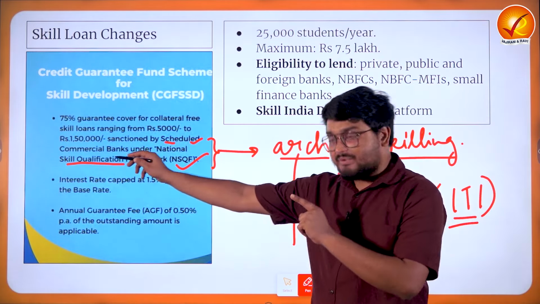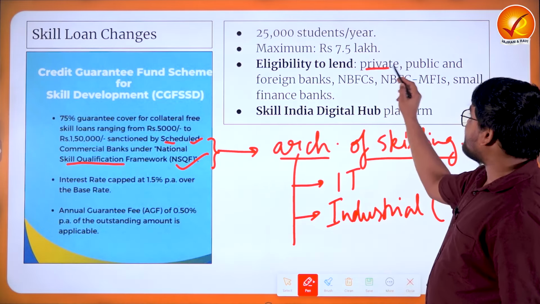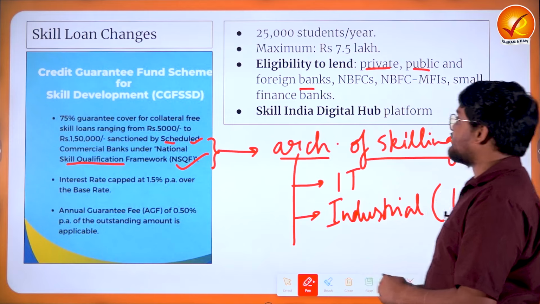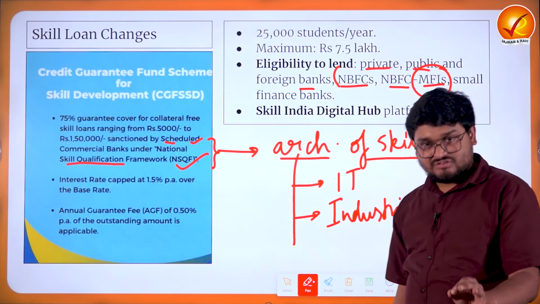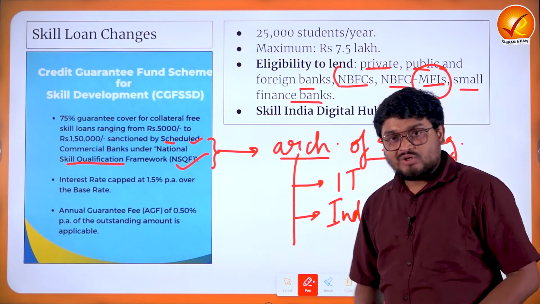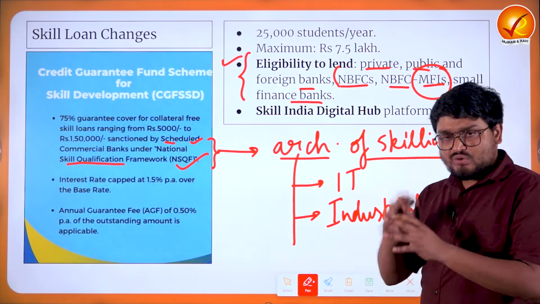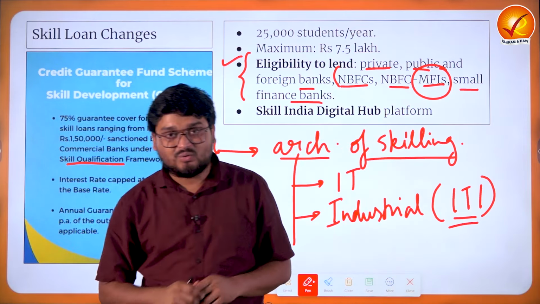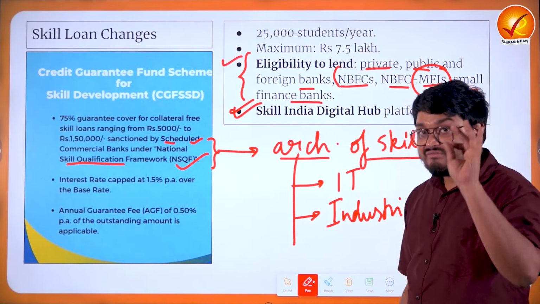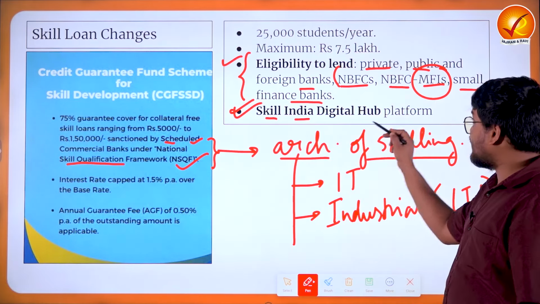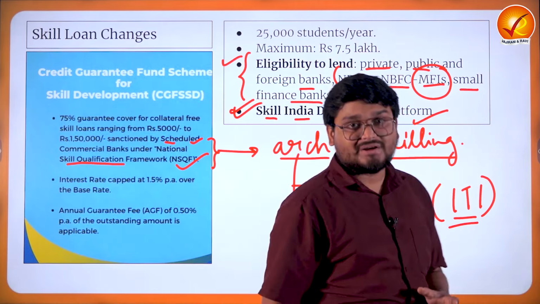Apart from the scheduled commercial banks, which were the earlier participants when it comes to giving loans to students, right now we have also the private, public and foreign banks, along with NBFCs, microfinance institutions, and small finance banks. These are the institutions eligible to give skill loans in the country. And whatever will be the outcome of this skill loan given to the students, every kind of skill, every kind of course, has to be mapped on a digital portal known as the Skill India Digital Hub platform, which is trying to capture the various skilling requirements of the country.